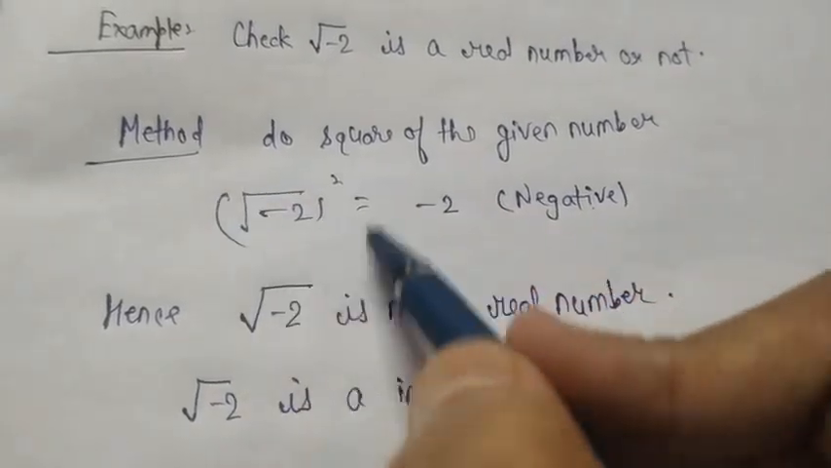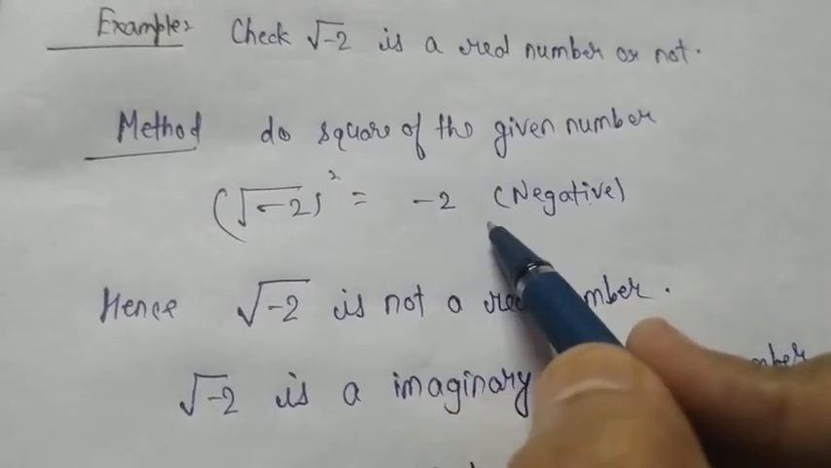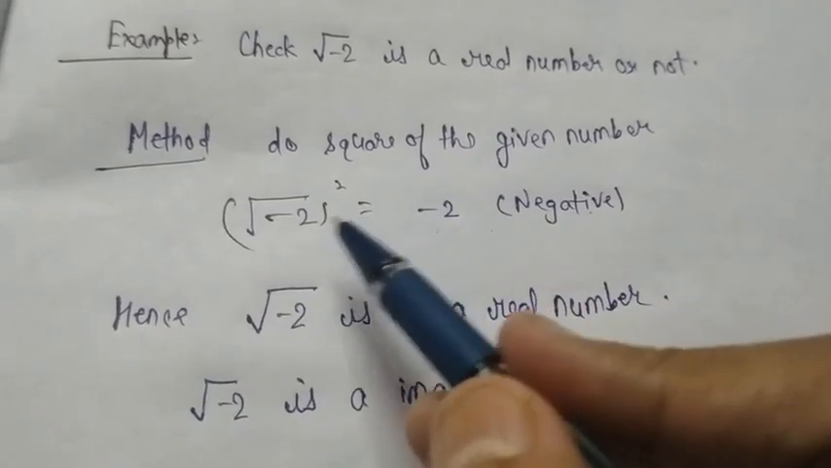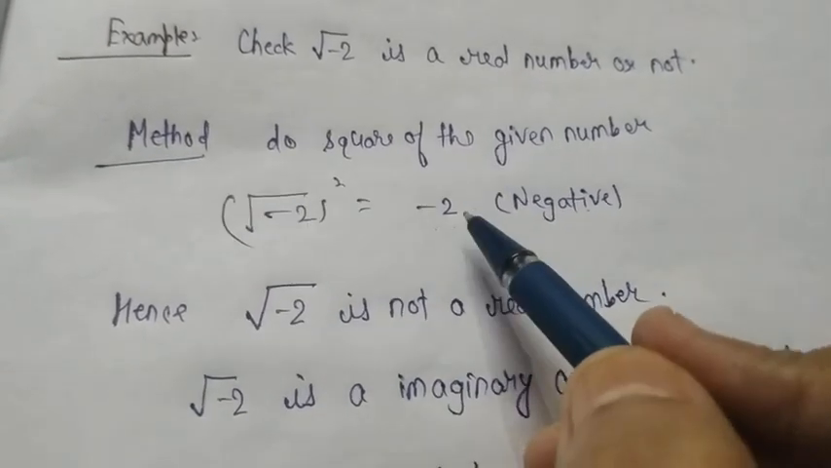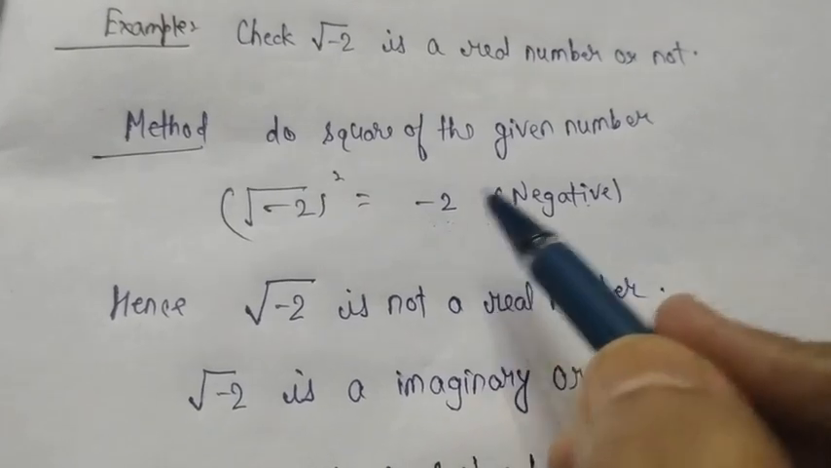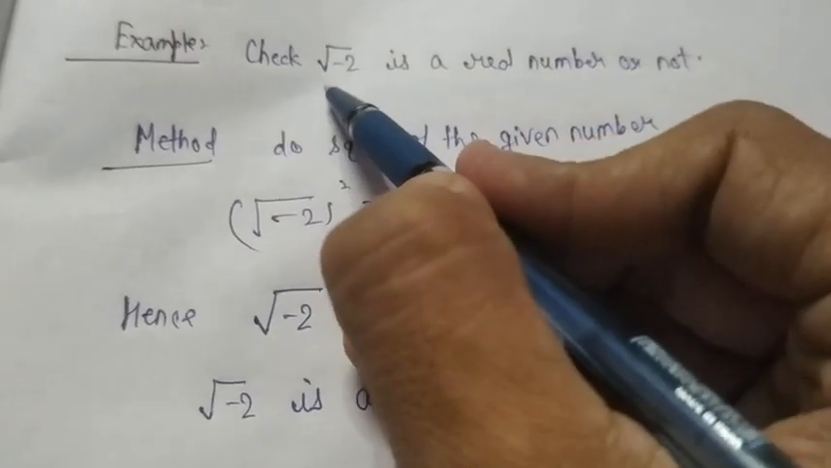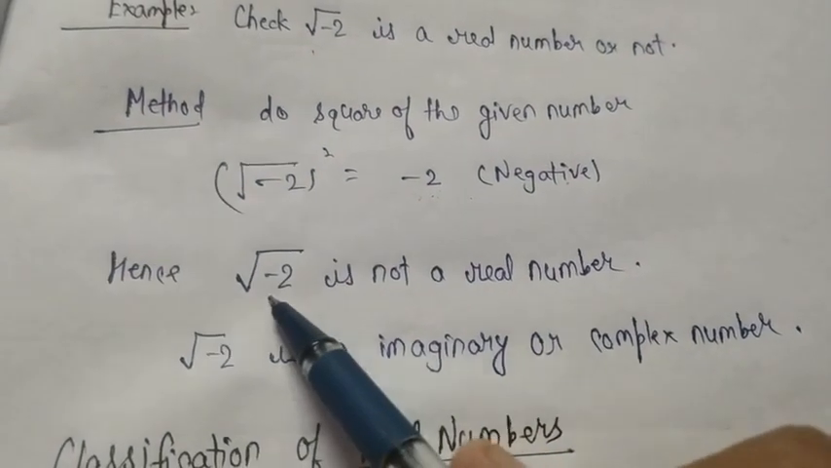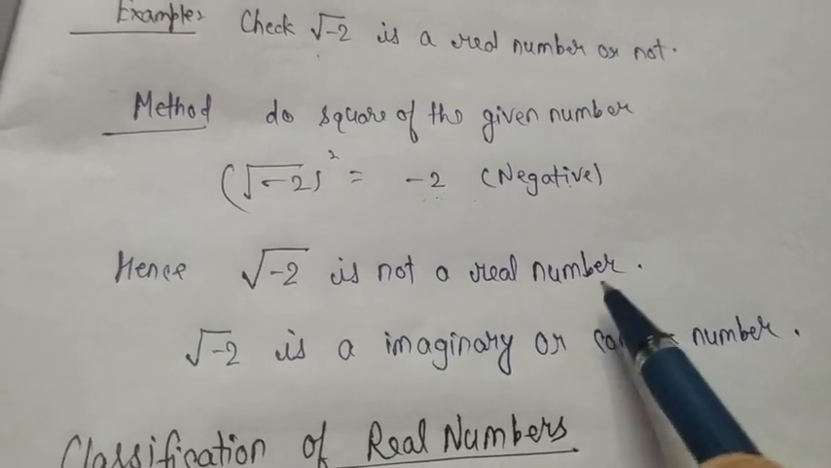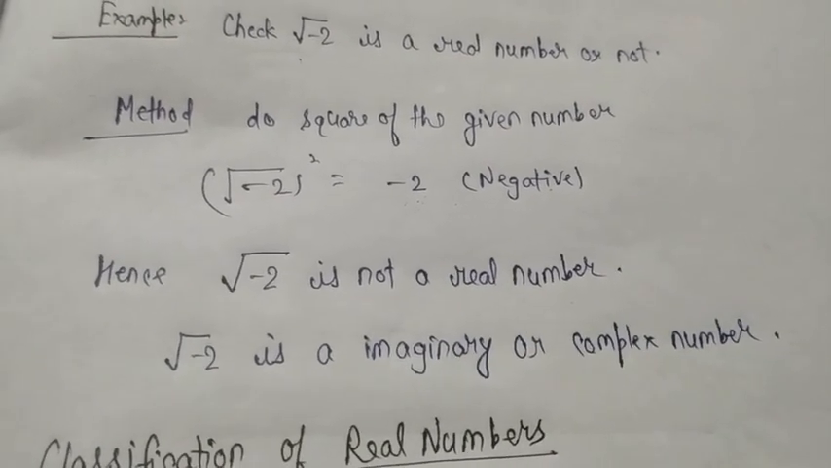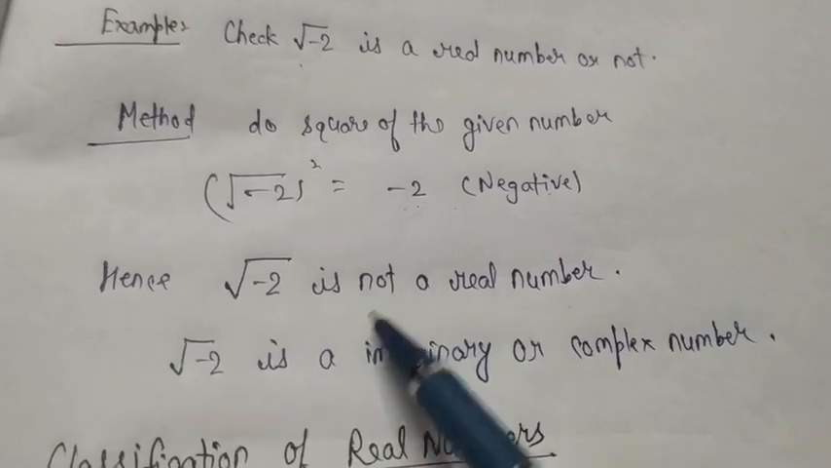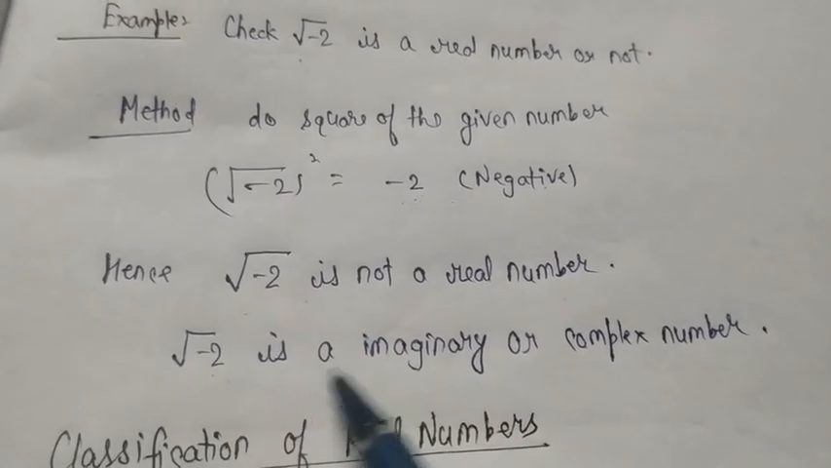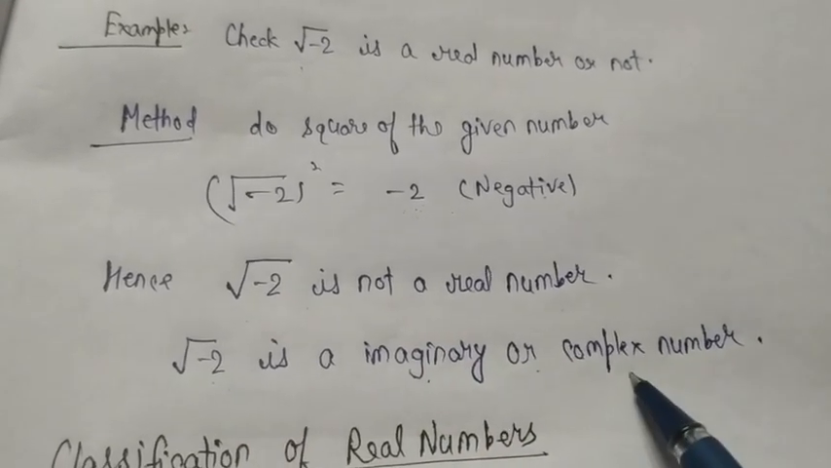And see, after squaring, a negative number comes. Because the definition of a real number says that after squaring, a positive number should come, but here we are getting a negative number, so it shows that the given number is not a real number. So that's why I have said that under root minus 2 is not a real number. Now, if under root minus 2 is not a real number, then which type of number is it? These types of numbers are known as imaginary numbers or complex numbers.